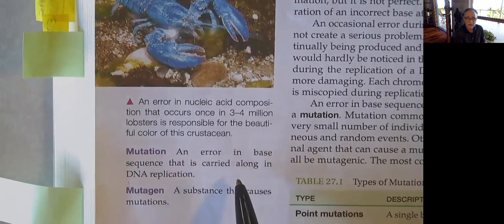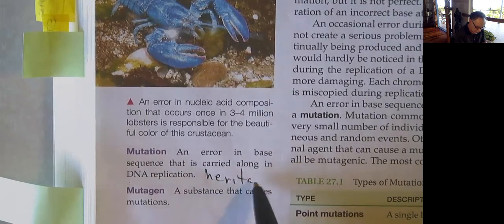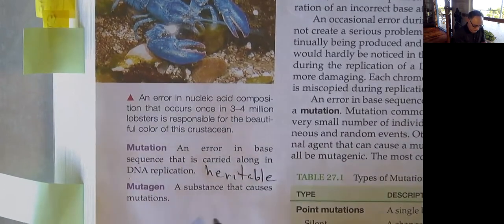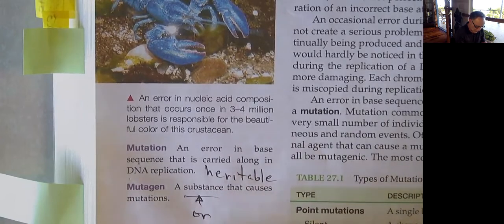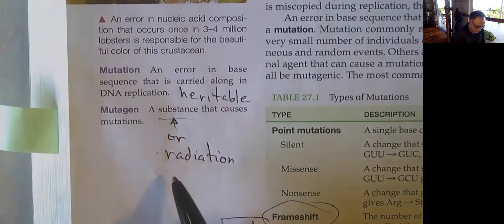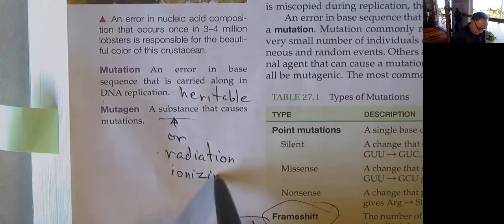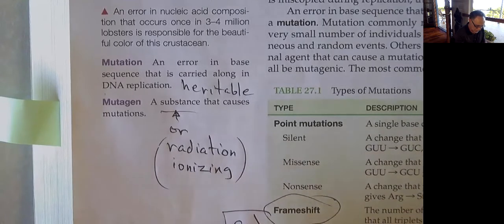So mutation is a change or an error in the DNA, and it can be passed along, carried along in replication. So it can be heritable. Not all mutations are. A mutagen is a substance, or it can be radiation, especially ionizing radiation, or heat or other things. So ionizing radiation, stuff like radioactivity.